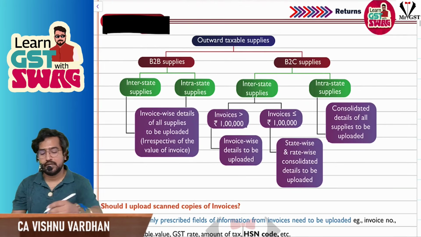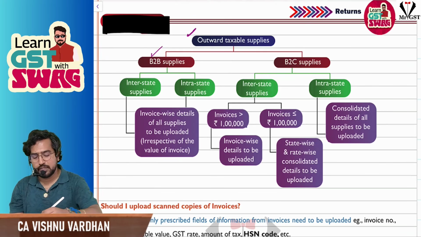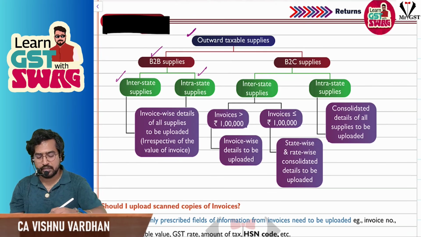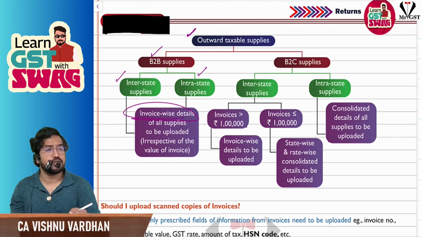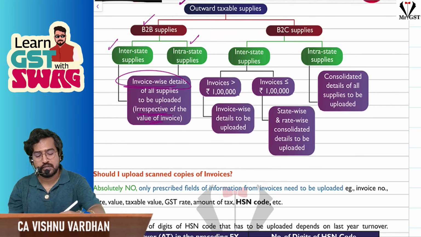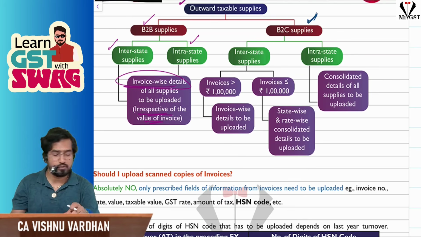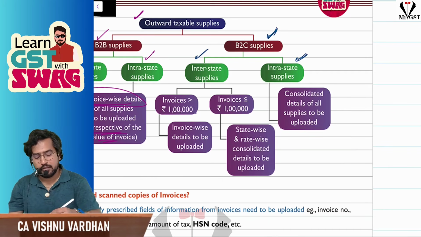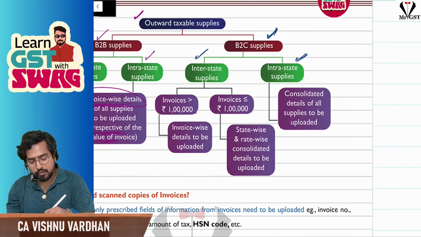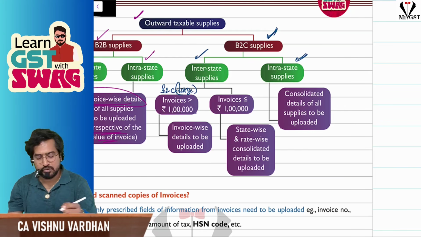This concept was already discussed. B2B supplies, whether intrastate or interstate, you should give invoice-wise details in the return, irrespective of the value. Then only this ITC passing will be easy. Clear? Next one, B2C supplies. We are dividing them into interstate and intrastate. Interstate greater than 1 lakh, we call them what? B2C large. Write it down, B2C large.